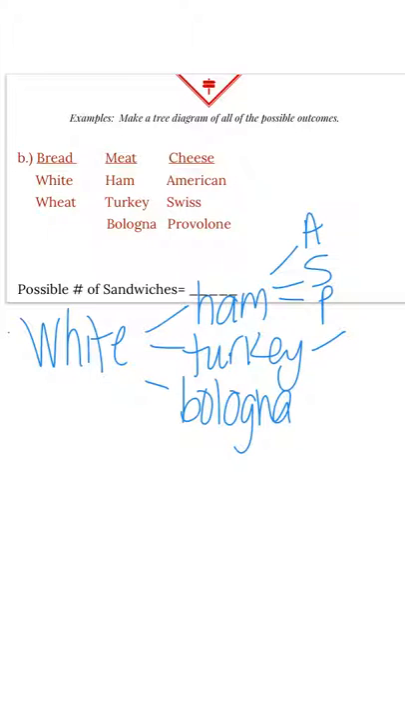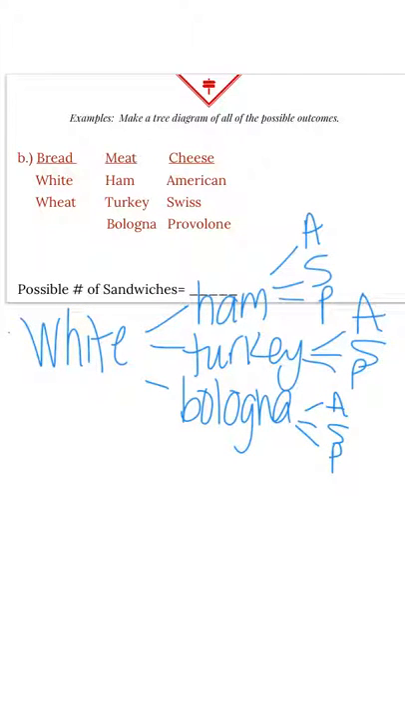Then for the turkey, it could be white bread, a turkey sandwich, with American cheese, Swiss, or provolone. And then white bread with bologna and American, bologna and Swiss, or bologna and provolone.